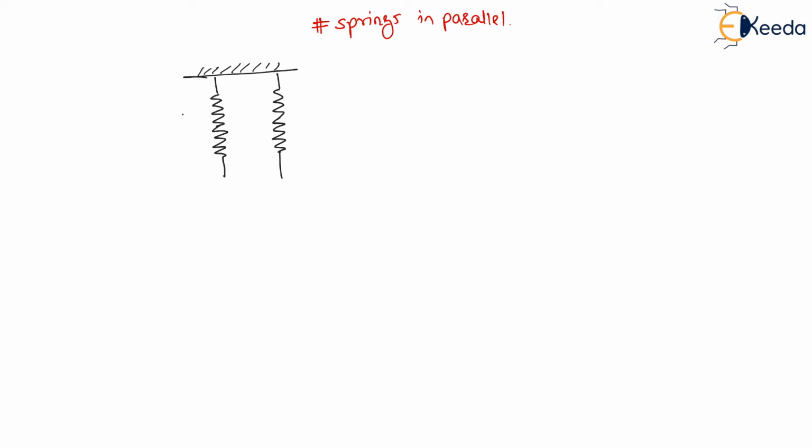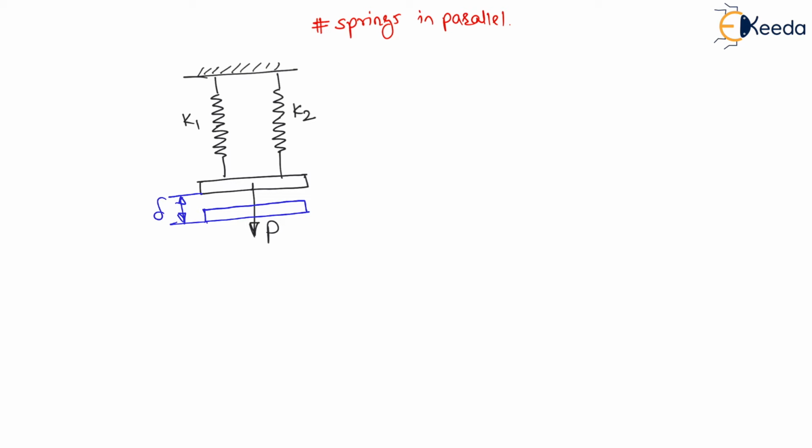First spring will have stiffness K1, second spring will have stiffness K2, and these two springs are connected in parallel, meaning there will be a common load on these two springs. Common load is P. And my dear students, parallel connection means the springs will deform by the same amount. Because of this common load P, both springs will deform by the same amount. Let us say the deformation of both springs is delta.